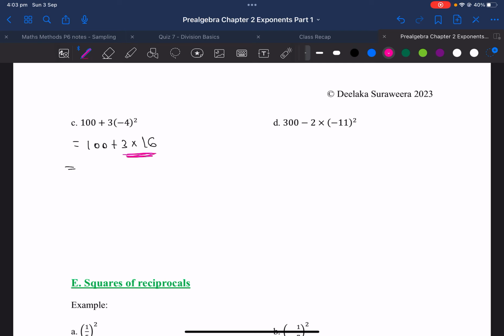So it'd be 3 times 16, which is 48. Then 100, plus in between, plus 4. 3 times 16 is 48, then 100 plus 48 is 148. This is where BIDMAS is really important. Got to be careful with it, right?